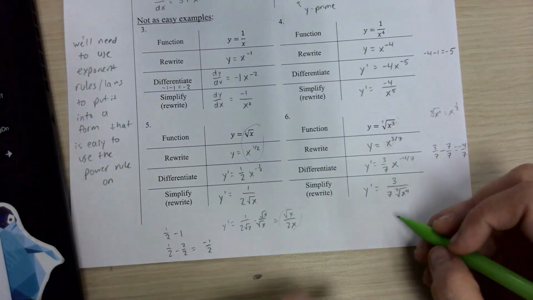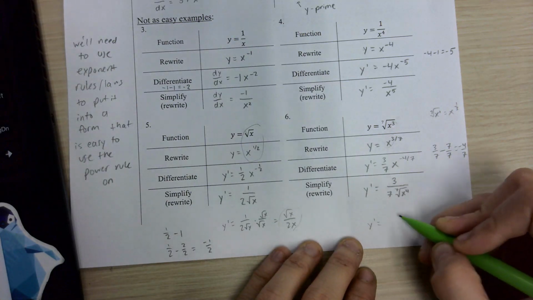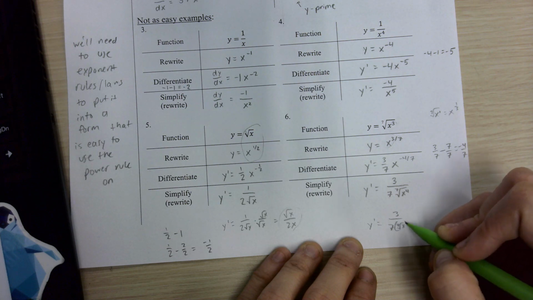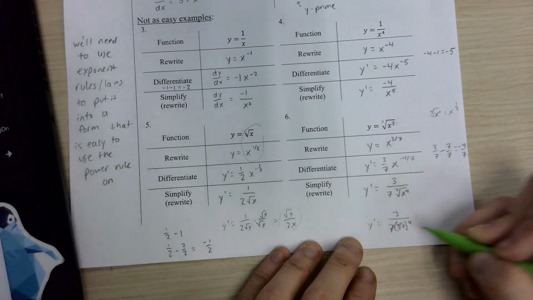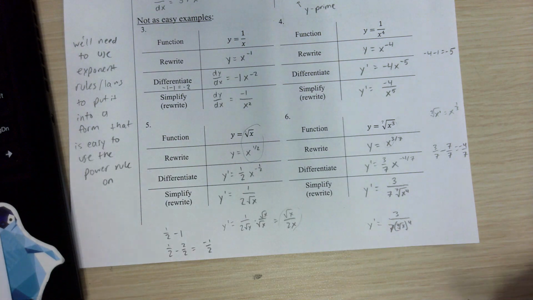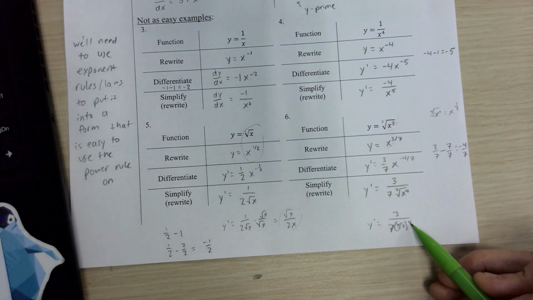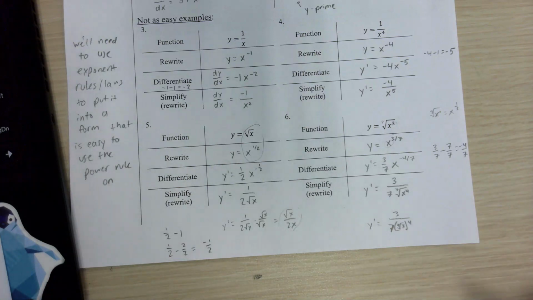Another way that you could write this is y prime equals 3/7 times the 7th root of x, and that whole thing is to the 4th. These are the same thing, that's equivalent. So you can either take the root and then do the power, or do the power and then take the root. That actually doesn't matter which order.